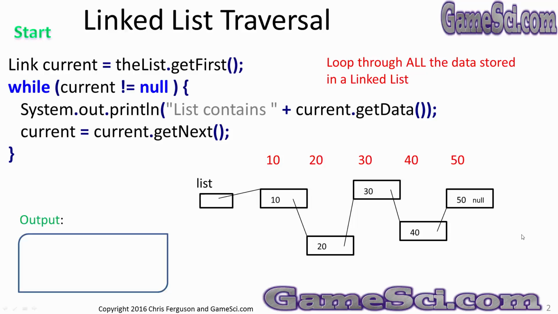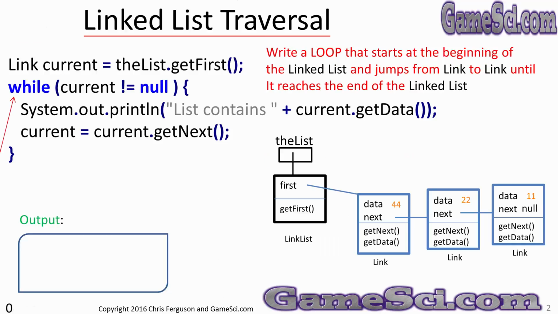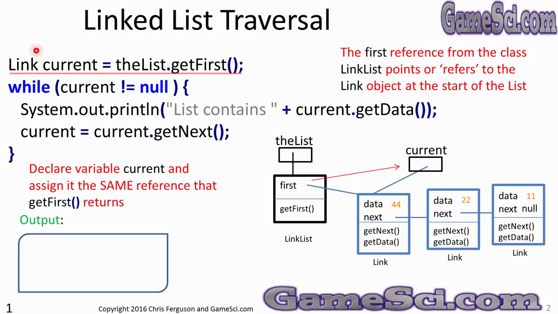We're just going to loop through the entire linked list and see or print all the items in the linked list. What we're going to do here is write a loop that starts at the beginning of the linked list and jumps from link to link until it reaches the end of the linked list. Here's our while loop that's going to do the work for us. It's just going to start at the beginning or the first object and jump from link to link until it reaches the end. First up, we're going to create a variable.